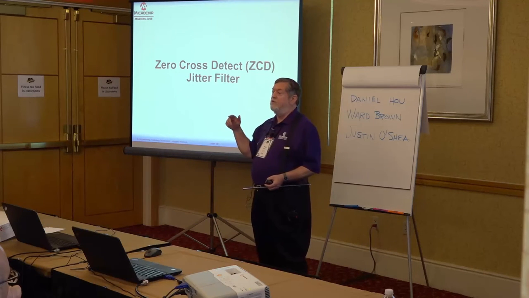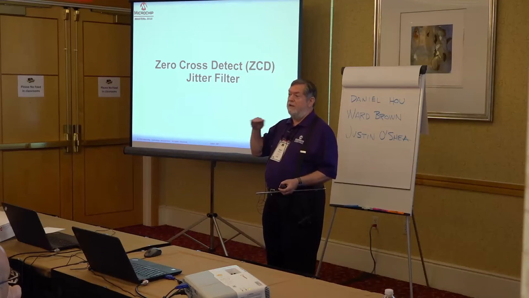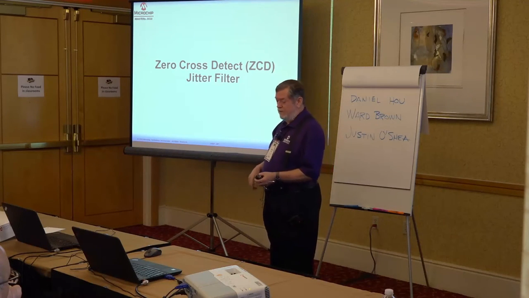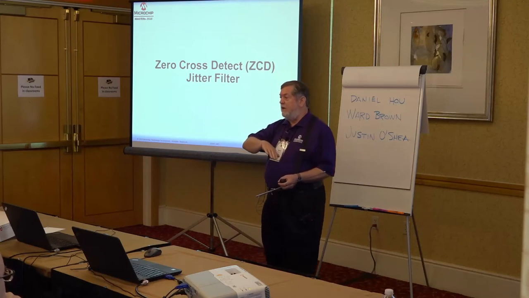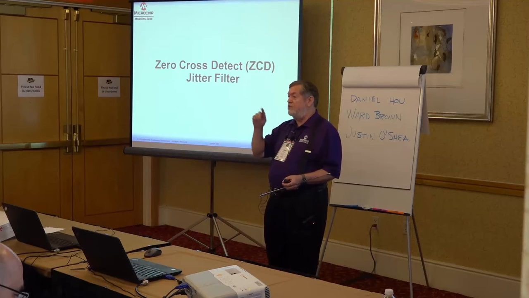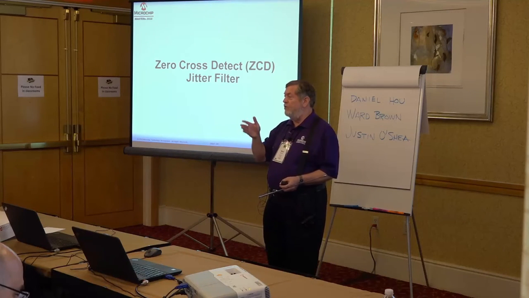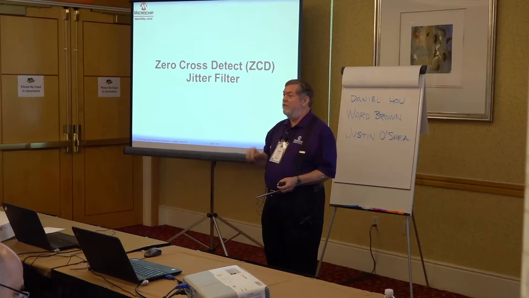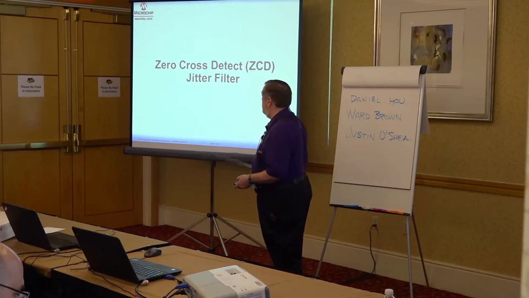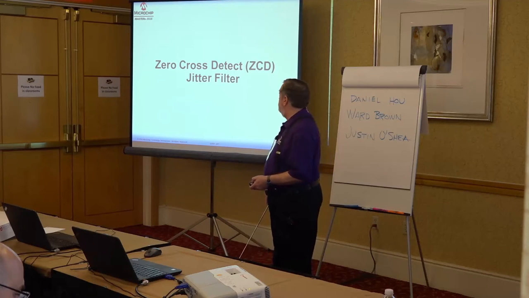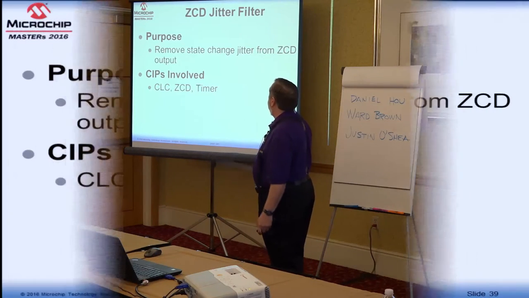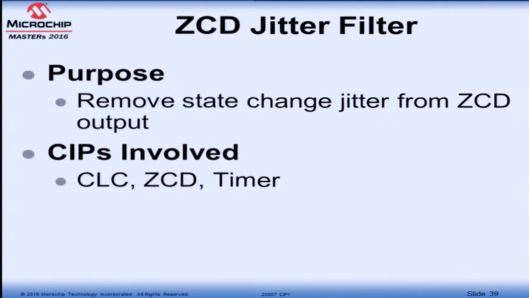The zero cross detection works by holding the pin at a constant voltage, about 0.7 volts, and sourcing or sinking current to keep it there depending on the input. Because it's very sensitive, if you have a long rise or fall time, there's no hysteresis, because that would interfere with the zero crossing event. So it was very susceptible to jitter. We said, how do we solve that? This was a CLC solution. The purpose was to remove the state change jitter from the ZCD output, and we're just using the CLC, a ZCD, and a timer to do that. We're going to put these three peripherals together to solve that problem.